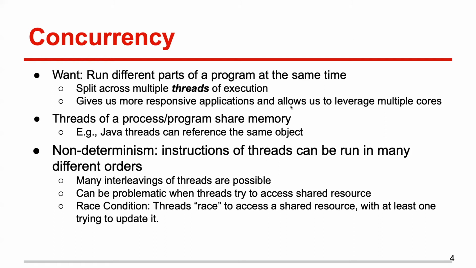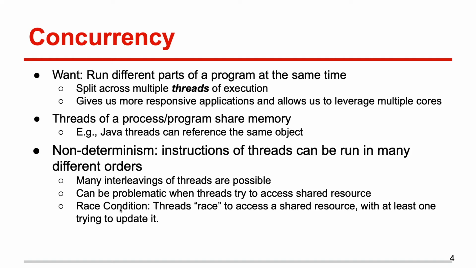You should note that threads of the same process share memory. For example, Java threads will be able to reference the same objects in memory, although they are given different call stacks for the same process. Concurrency introduces non-determinism in that the instructions of your threads can be run in many different orders. So there are many different interleavings of these instructions, and this can be problematic for debugging and designing, especially when you're trying to access a shared resource.